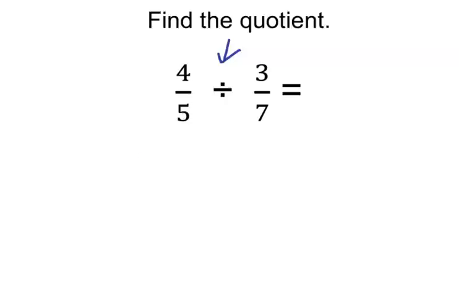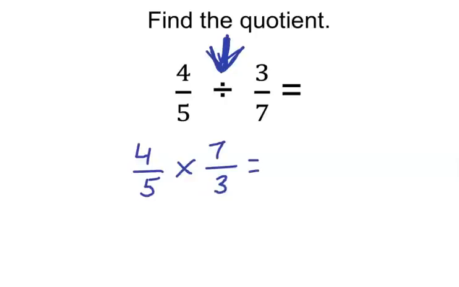We have 4/5, so we have 4 over 5. Instead of division, we're going to change that to a multiplication. And instead of 3 over 7, it's going to be 7 over 3. All right. Can we do any cross reducing? Well, there's nothing we can divide into 3 and 4 to simplify that, or 5 and 7. So we're just going to have to multiply across now.